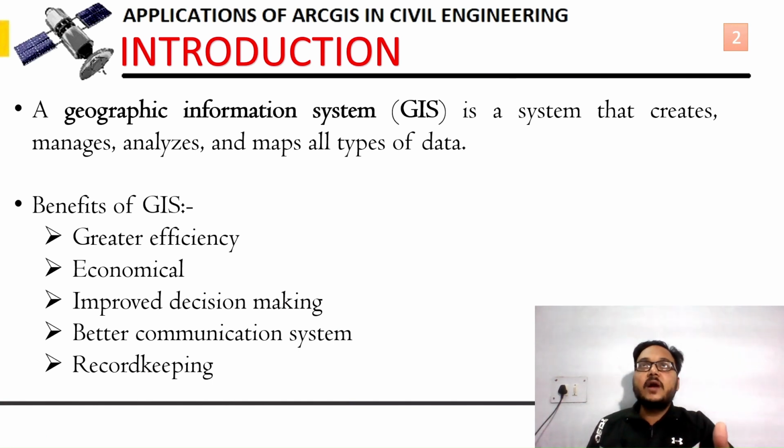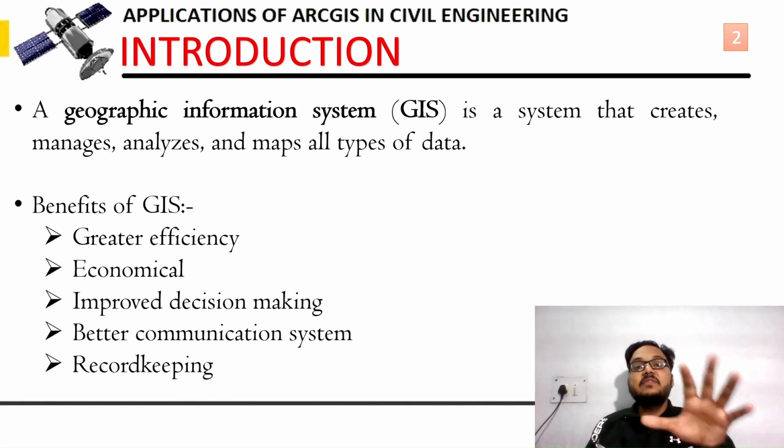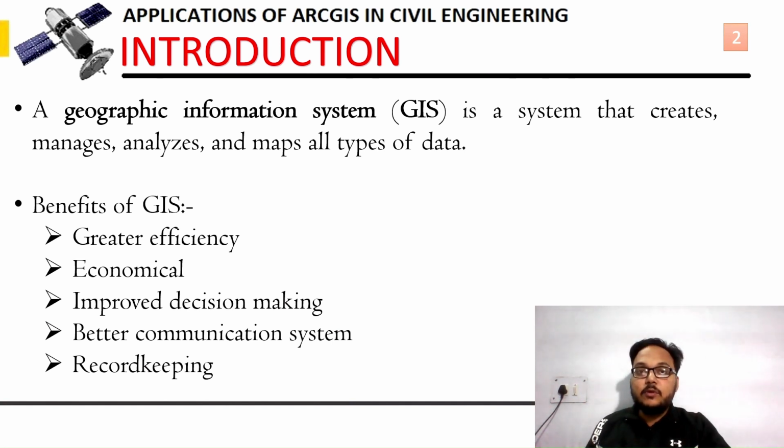Suppose I am using some gauges, these gauges will be installed in some particular points, but when I am seeing through the GIS point of view, I am taking care of everything. So it has a greater efficiency. It is economical, as I need not install any devices. For example, for the temperature gauges, I have to install gauges. Without installing gauges, I can just simply sit in my system, get some satellite data, and work on the temperature. So this is how it is economical.